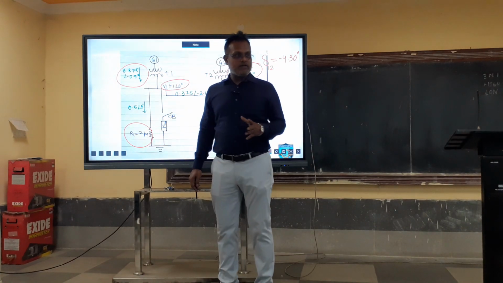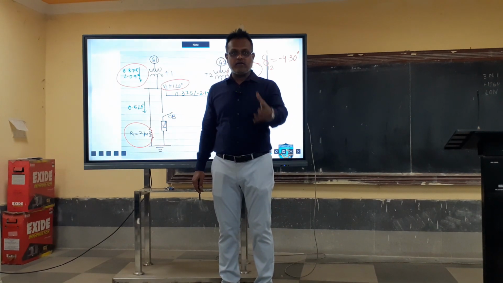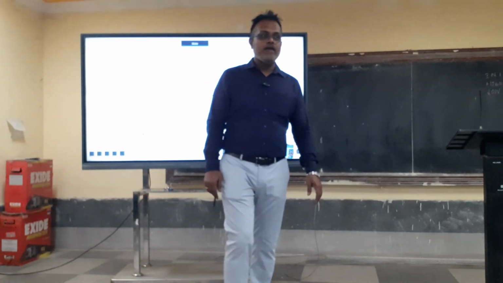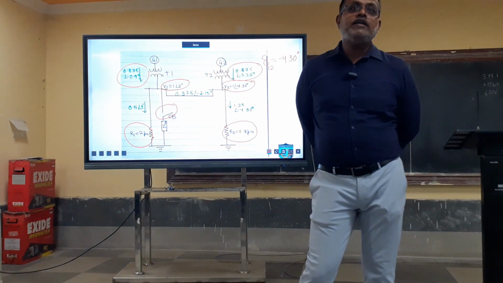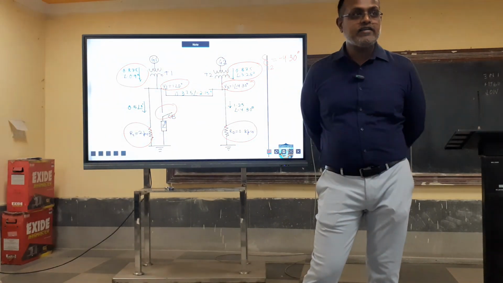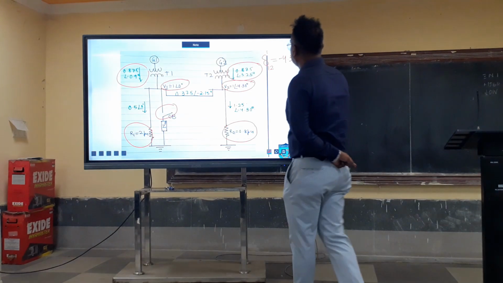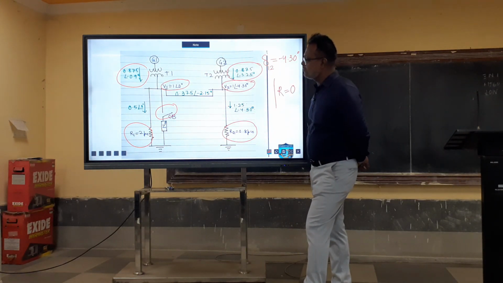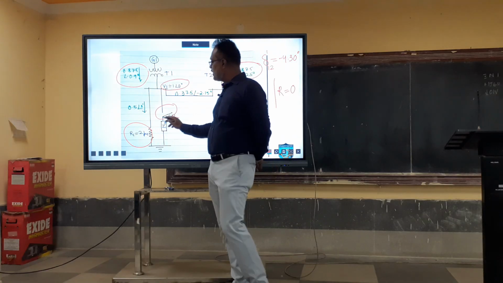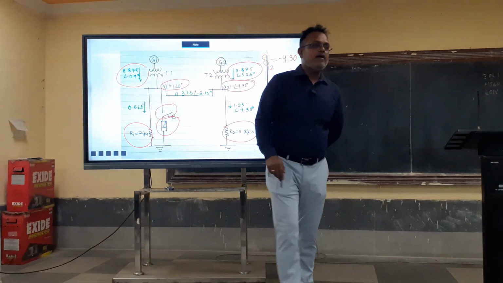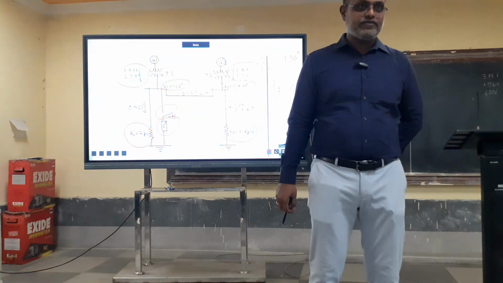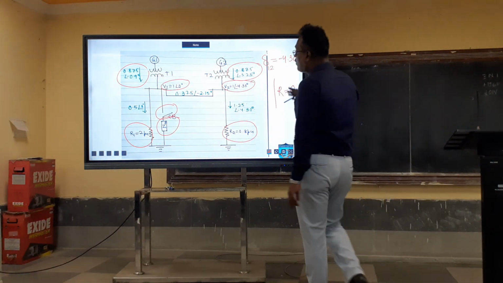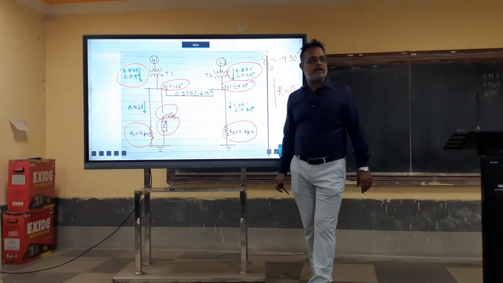What is our purpose? Our purpose is to estimate the fault current at this location. Okay, and here the fault is not a solid fault. What is a solid fault? Solid fault means resistance is 0. In case of a solid fault, resistance is 0. Here the fault is occurring with a fault impedance known as ZL. Right? So how do we proceed towards computing this fault current?